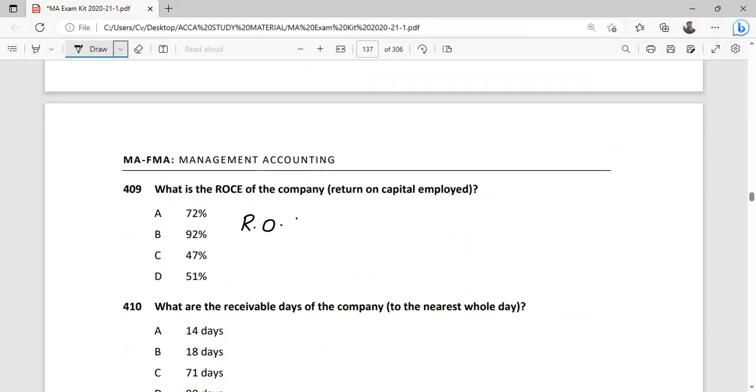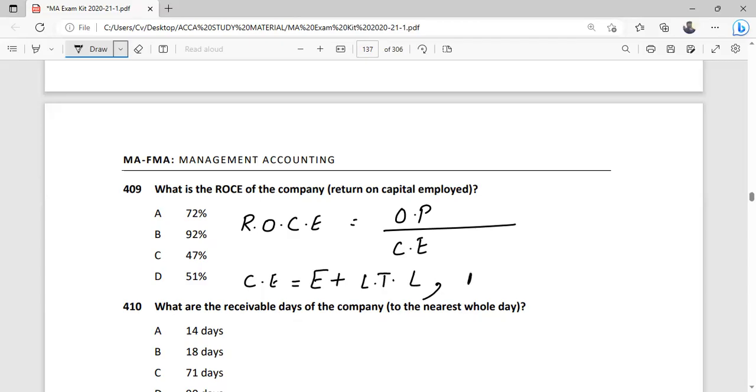Then we have return on capital employed. Return on capital employed is equal to operating profit or profit before interest and tax divided by capital employed. And capital employed is equal to what? Capital employed means equity plus long-term loans. One formula is equity plus long-term loans. The other formula is non-current assets plus current assets minus current liabilities. Capital employed is also called net assets, multiplied with 100.